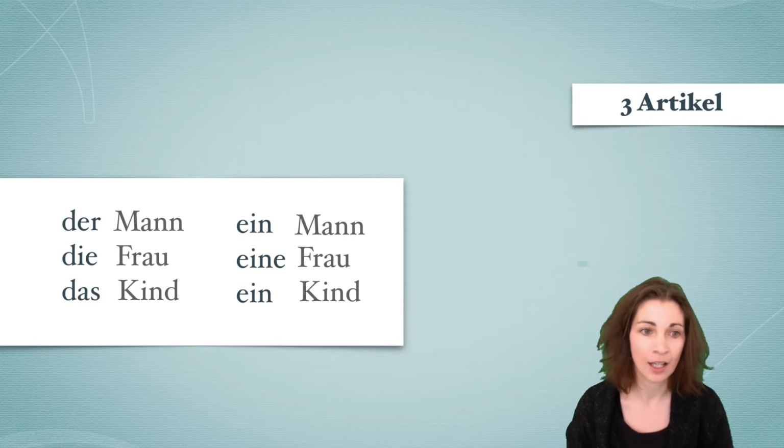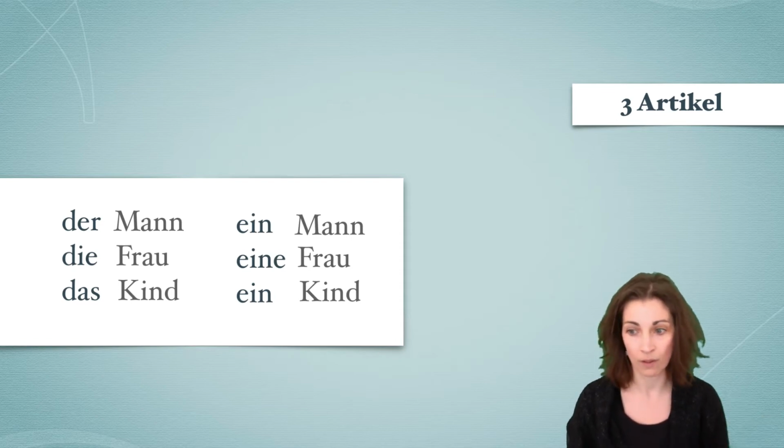Then, again, we have different words. The different words go together with different articles. Sometimes it makes sense, sometimes it does not. Here we have der Mann, the man. Der Mann, here it makes sense that it's der because it's a man, so it's masculine. Then we have die Frau. It also makes sense because it's a woman, it's a she, it's feminine, so it's die Frau.